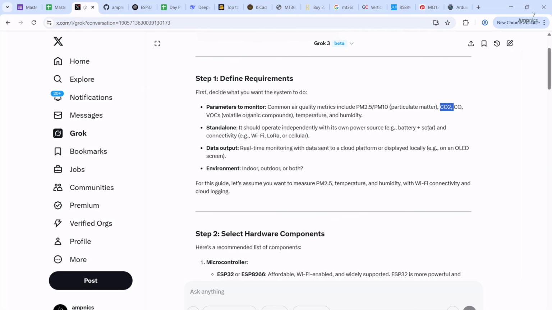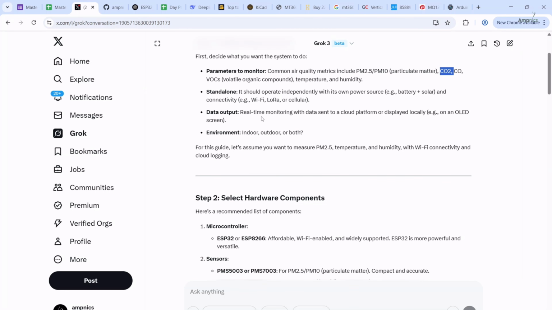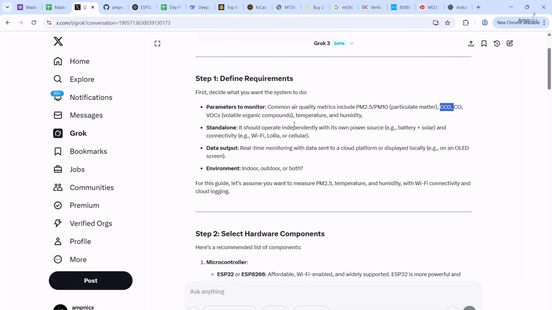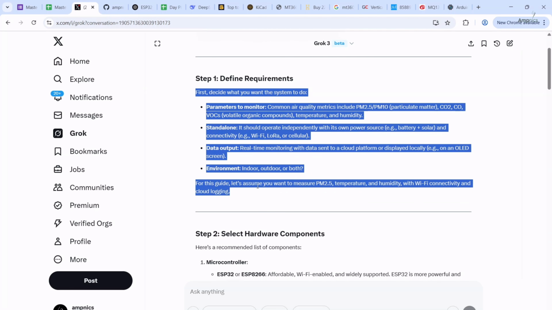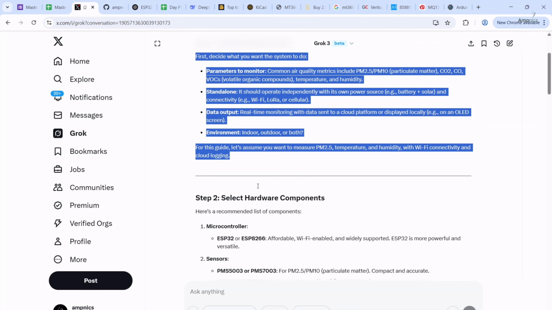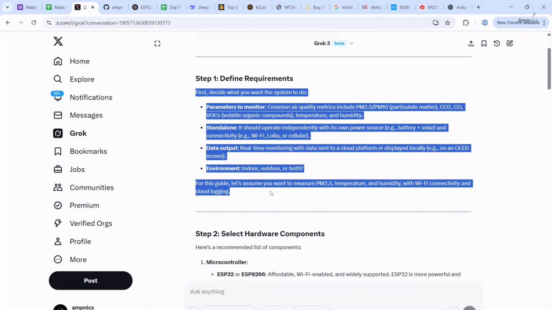That's a perfect answer. That's 100% perfect. And for connectivity, use Wi-Fi, LoRa or cellular. Exactly, we can use Wi-Fi, LoRa or 4G, 5G. Okay. Data output: real-time monitoring, data sent to cloud platform, display. Yes, that's 100%. Then for environment: indoor, outdoor or both. So the requirement is 100% correct. This is crazy. It is 100% correct. So we can determine the application of our project.